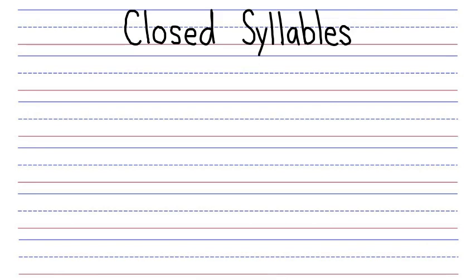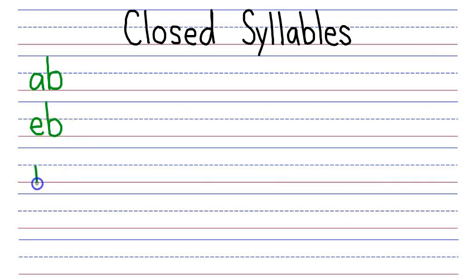Now, let's write and read some closed syllables. Get out a paper and pencil and write down ab. Ab is a closed syllable that has a short vowel, A, that says a, and a consonant, B, that says b, ab. Next, write eb. Eb is a closed syllable that has a short vowel E, e, and a consonant B that says b.